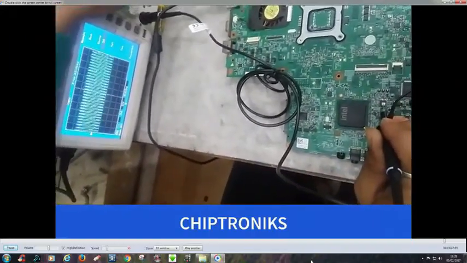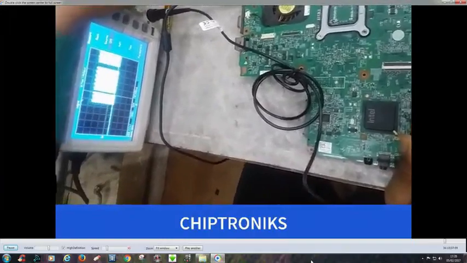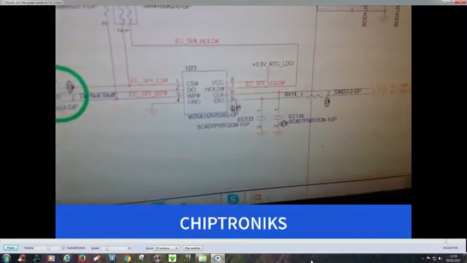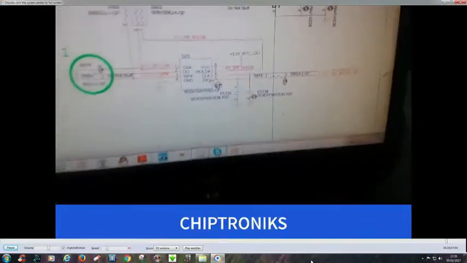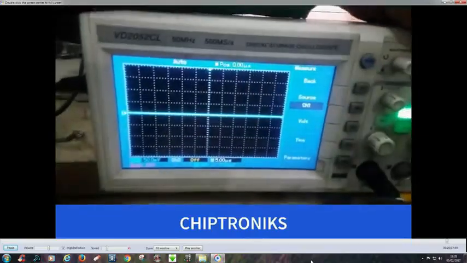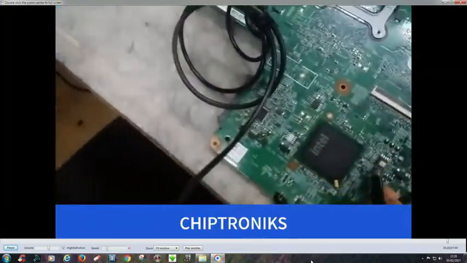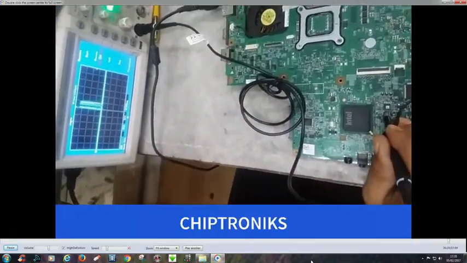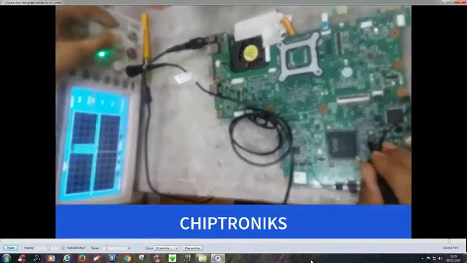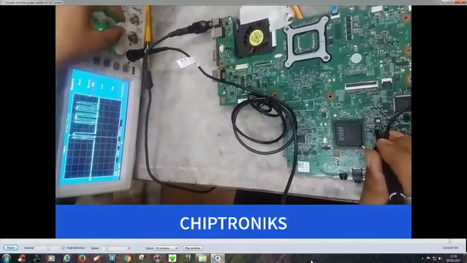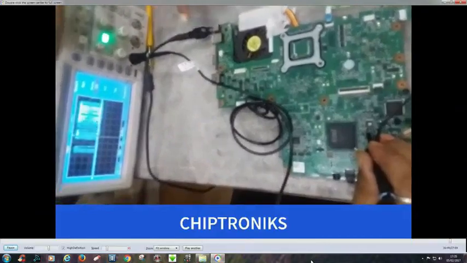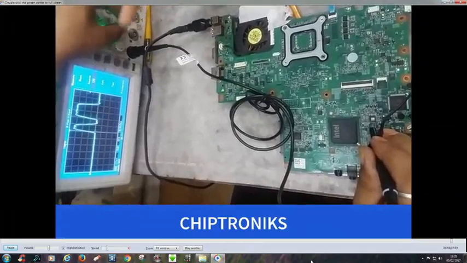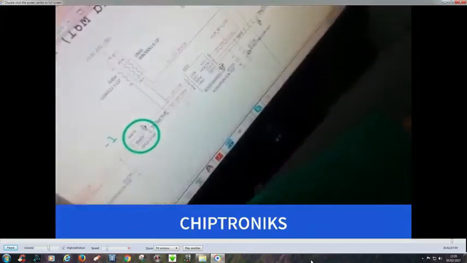Now let's check the data input, at pin number 5. What kind of data is it getting from the IO controller? Let's see. And you can see this data input at pin number 5. Since this will run at a very fast speed, we have to always use triggering. So you can just press auto and you get the signal in the CRO. And you can see this is the data input that it is getting from the IO controller.